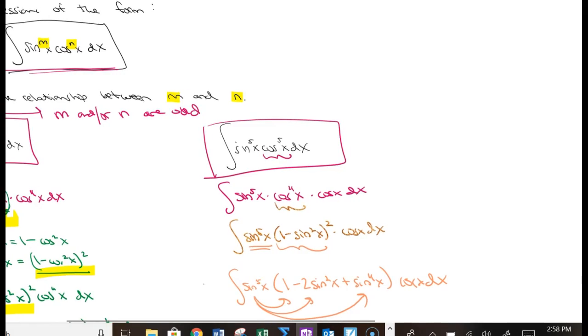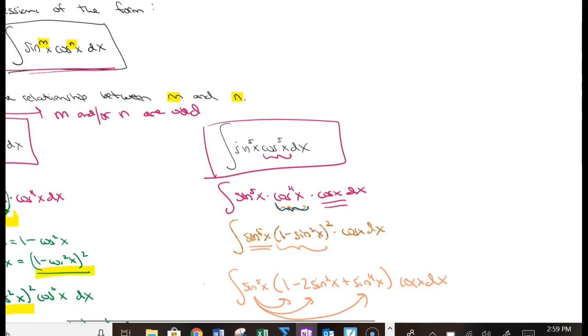Here's what happens if they are both odd. If they are both odd, you're going to choose one of them to peel off. You could choose sine x or you can choose cosine x. One is not more difficult than the other. I'm just going to peel off a cosine x. Here is my peeling off, cosine x right there. Peel a cosine x off. That leaves you with cosine to the 4th x.